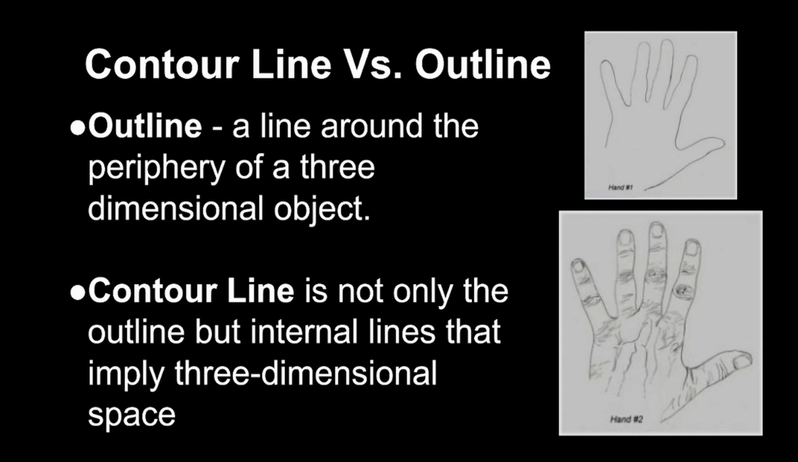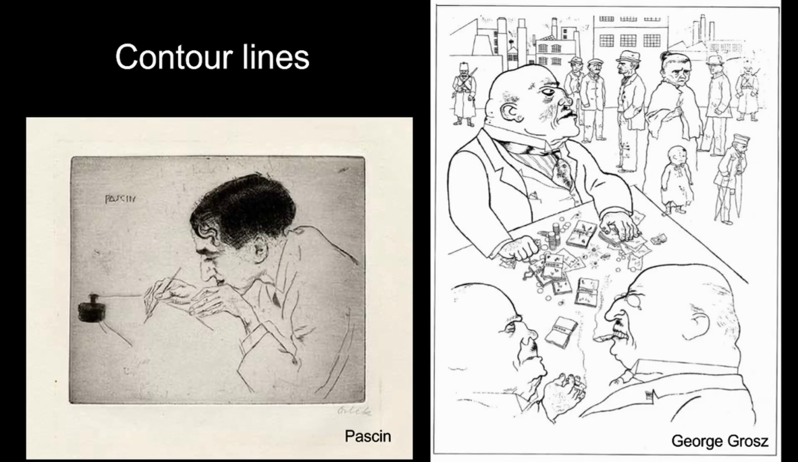A contour line is an outline, but it also has interior lines that give some three-dimensionality to it. So I start to add in some veins or some wrinkles or some hairs, and now I have a contour line drawing. This first set of drawing exercises we're going to be doing, a lot of them are going to be contour line drawings. Here are some examples of classical contour line drawings done in the early 1900s by Pascin and George Grosz. You can see there's lots of different thickness and thinness in the lines, lots of little details.